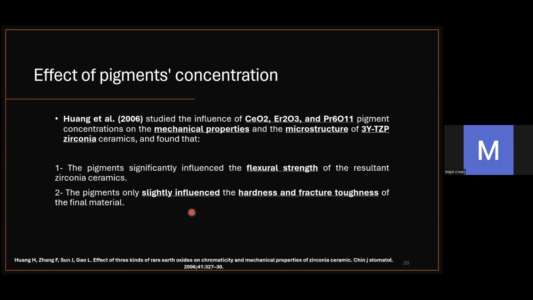I added this slide just to explore the effects of pigment concentration on the mechanical properties. Hong and his colleagues in 2006 studied the influence of several pigments, such as ceria and erbium, and their concentration on the mechanical properties and microstructure, and found that the pigments significantly influence the flexural strength. However, these pigments only slightly influence the hardness and the fracture toughness of the final material.